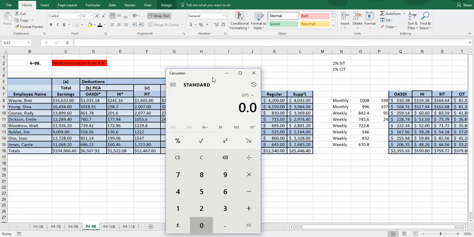$6.95 times 2% is $13.90 times 12. Then add to the $71.72. Sorry about that. Is $238.52.